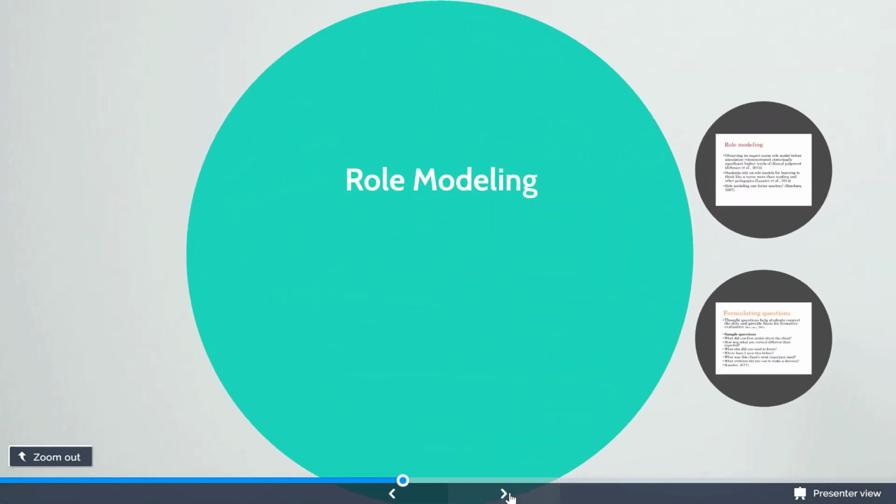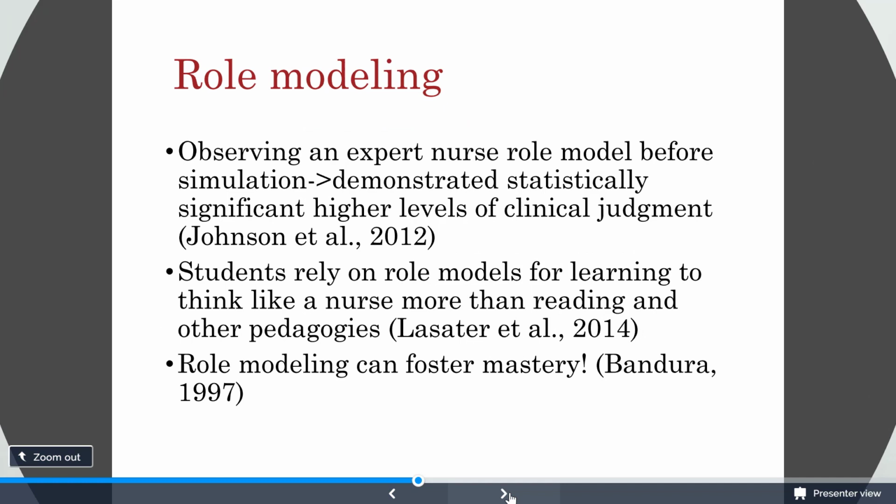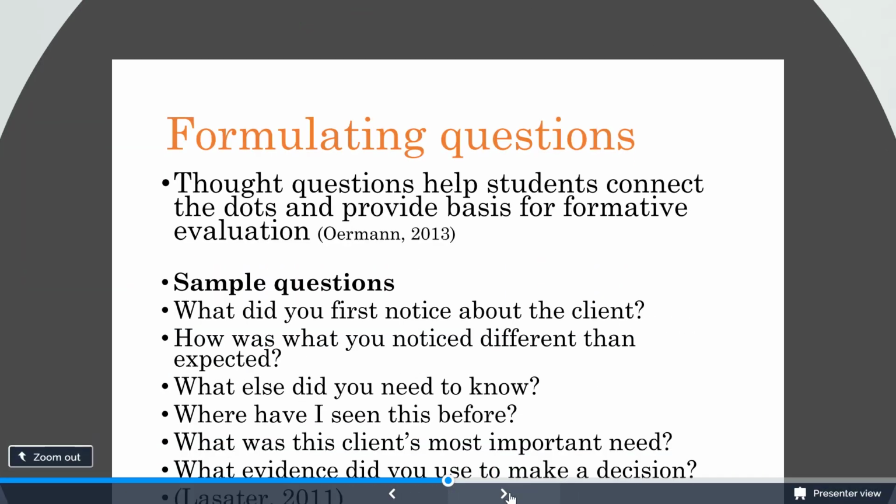Next, you need a role model. There's no doubt about it. Preceptors are ideally role models. And in one study by Johnson, which is in your reference list, they found that observing an expert nurse role model before simulation demonstrated significantly higher levels of clinical judgment. And students rely on role models for learning to think like a nurse. That's why we're offering this seamless transition utilizing Tanner's clinical judgment model, so that they're getting it in school and then coming to you on the practice side. And Bandura said that role modeling can foster mastery, which is ultimately what we're trying to achieve.